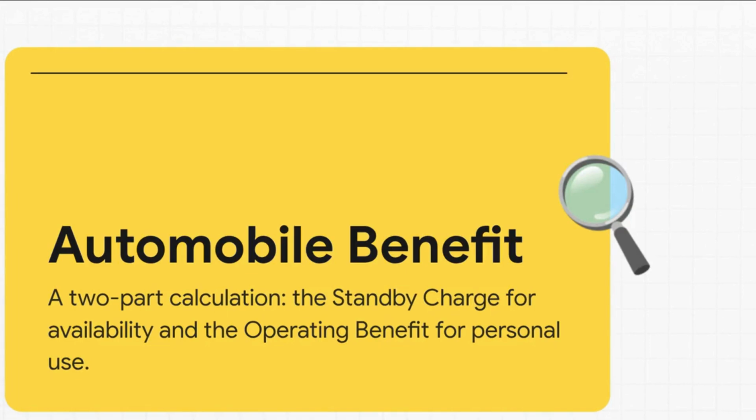A classic example is the good old automobile benefit. It's always, and I mean always, broken into 2 parts. You've got the standby charge, which is for having the car available to you, and the calculation is a little different depending on if the company owns or leases it. Then you have the operating benefit, which is for the personal driving you actually do. Just remember, 2 parts, 2 separate calculations.